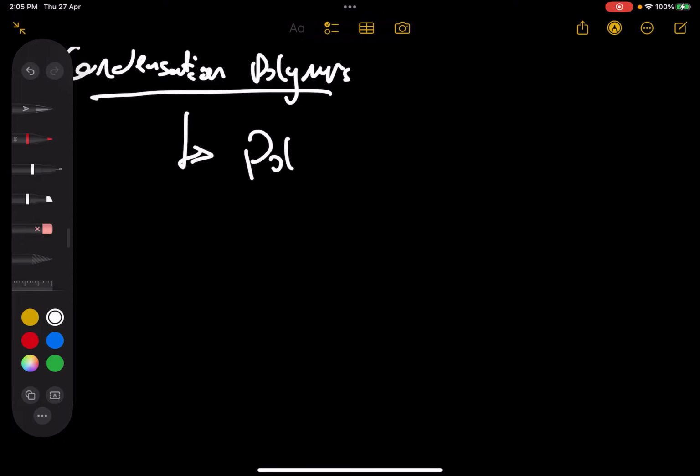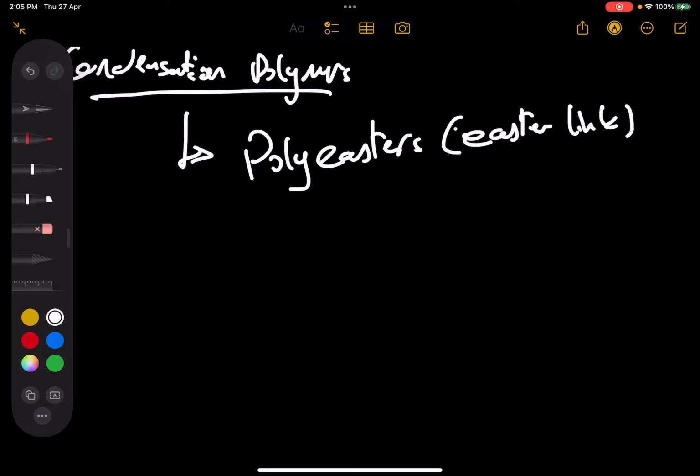So we discussed one type of condensation polymers, right? Condensation polymers. We discussed polyesters. They have an ester link, right? Ester link, which is COO. Okay? So there is another type of condensation polymer called polyamides.